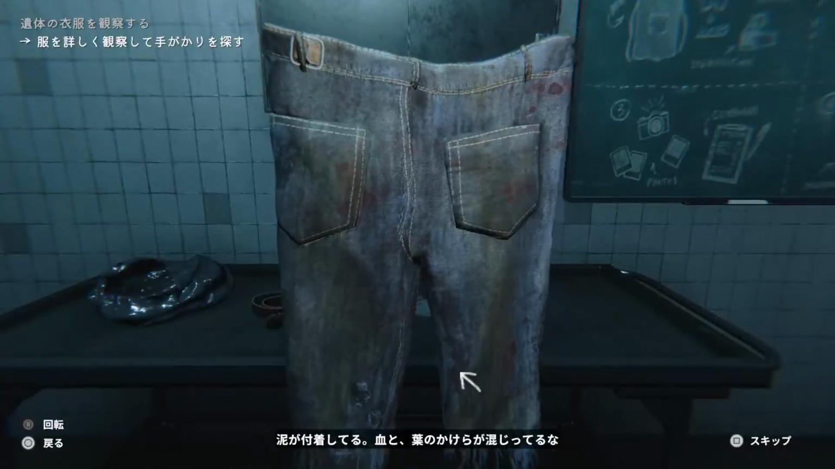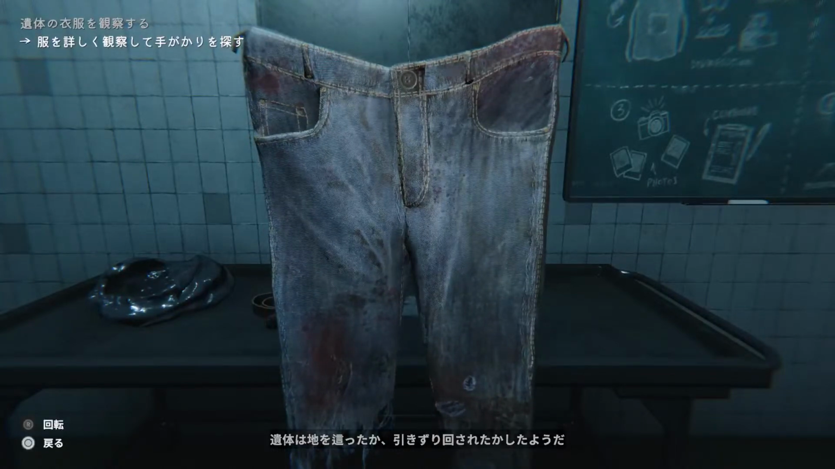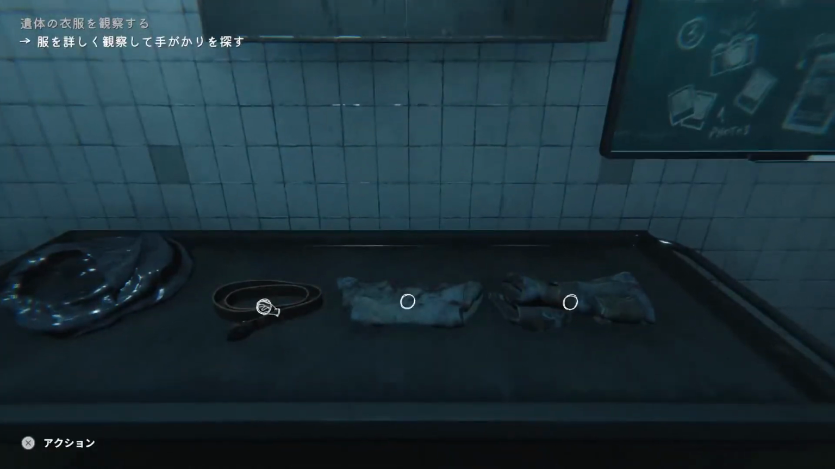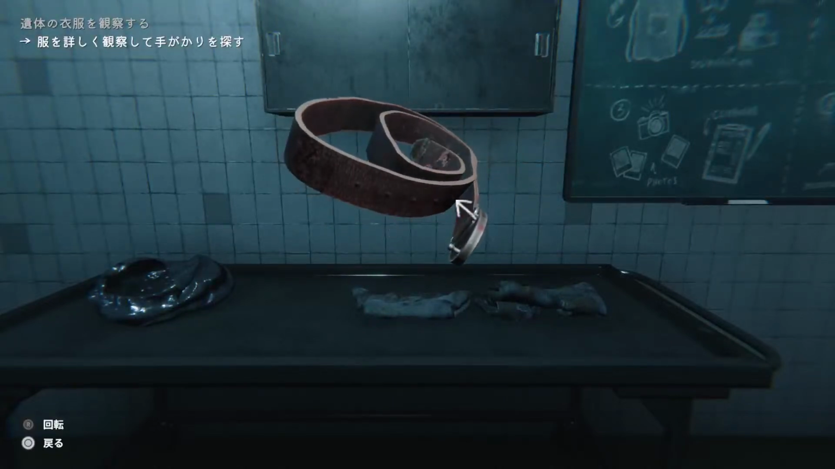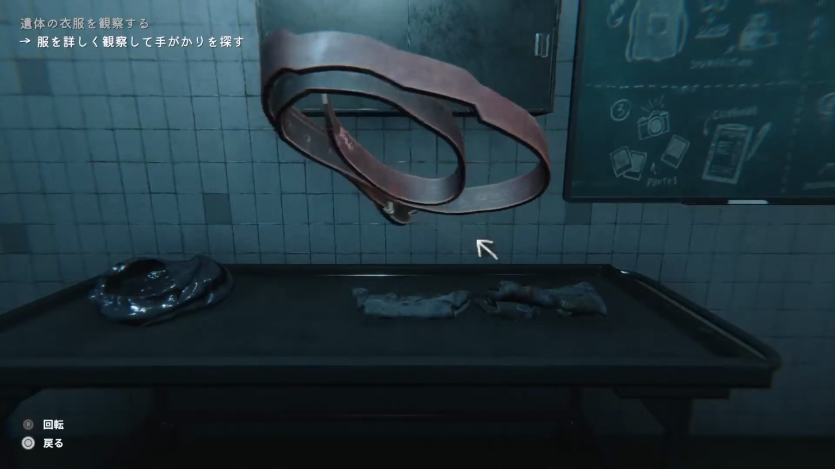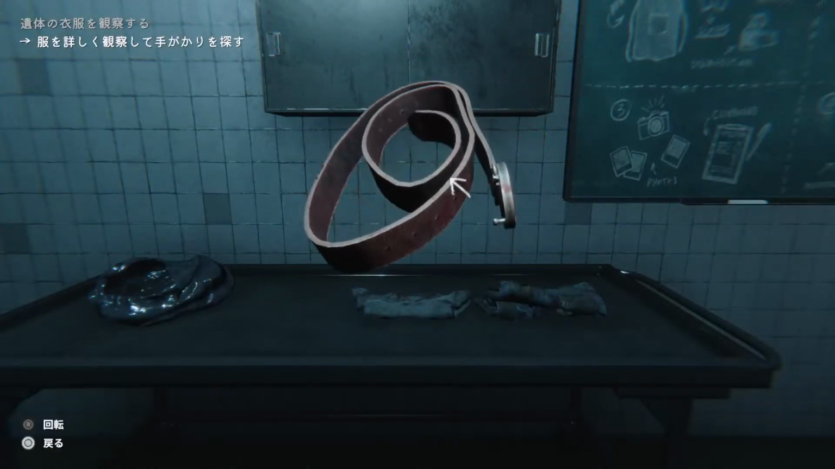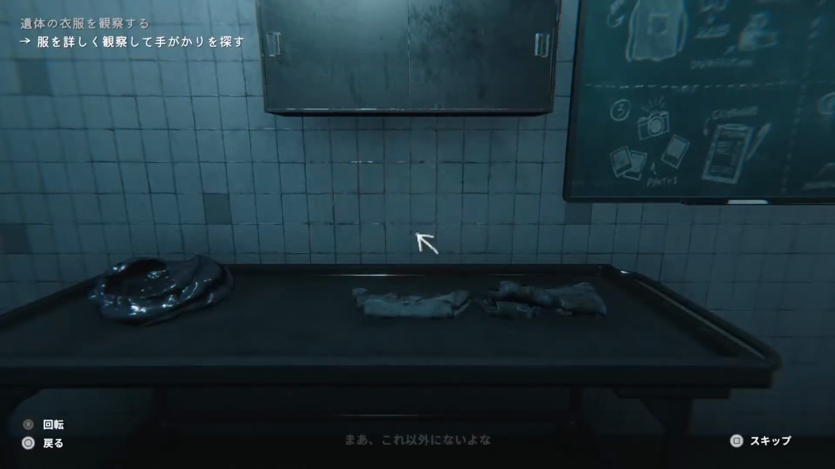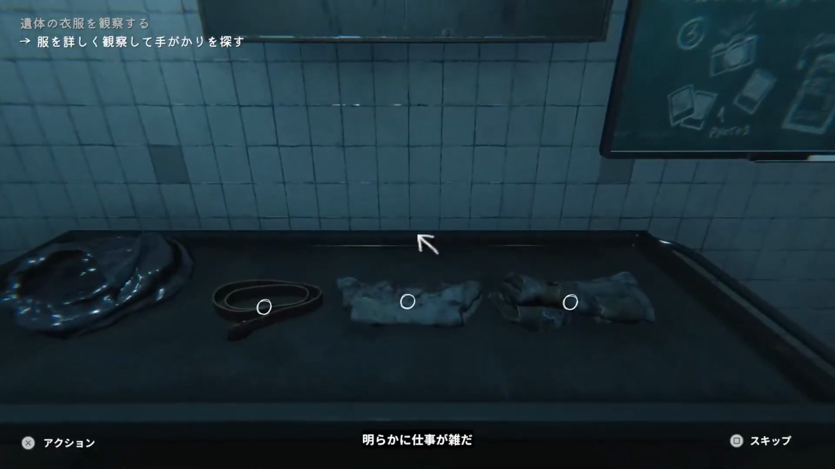Traces of dirt mixed with blood and rubbed leaf litter. He must have been crawling, or was dragged along the ground. Oh, you can push it? After all, what else could I expect? Weird. Someone obviously didn't want to put in the work. These clothes haven't been thoroughly searched.